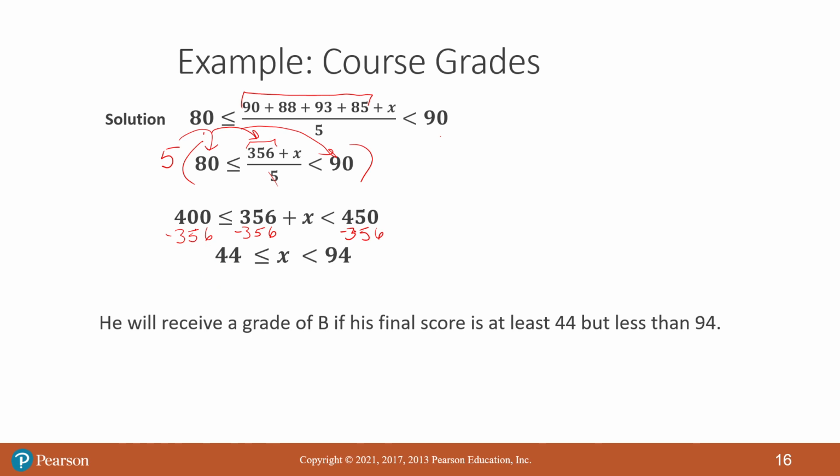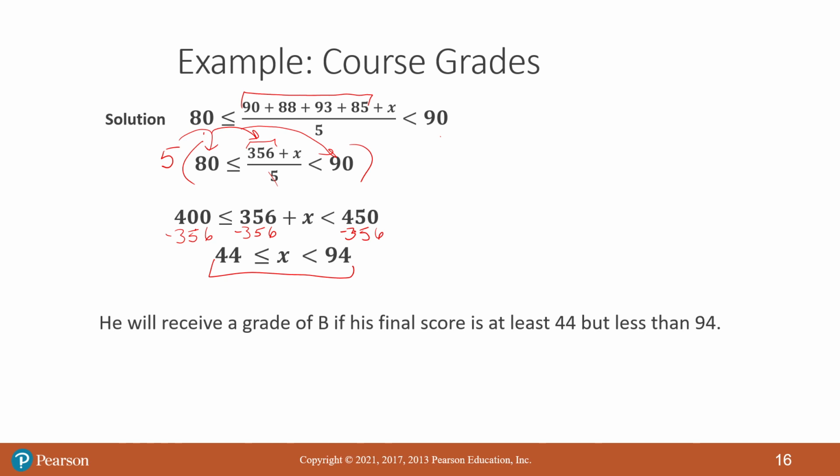You can't just do it to 2 pieces. You have to do it to all 3 pieces. When I do that, I see that 400 minus 356 is 44, which is less than or equal to x, which is less than 450 minus 356, which gives us 94. So, they will receive a grade of a B on the final score if their final score is at least 44, but less than 94.